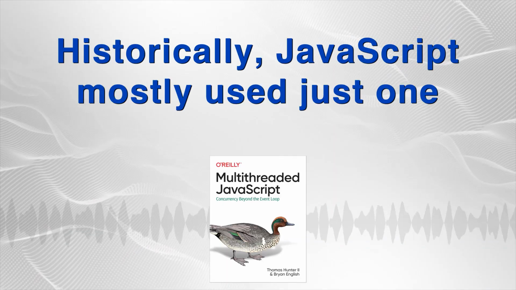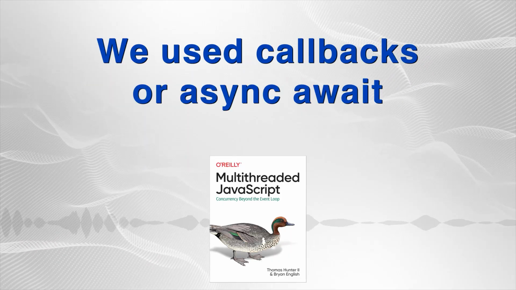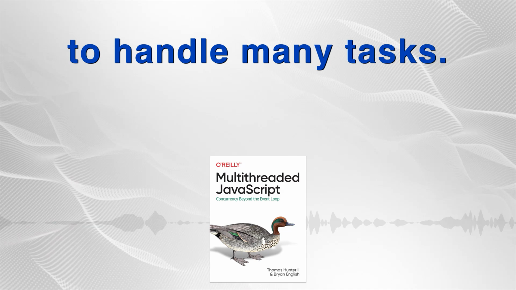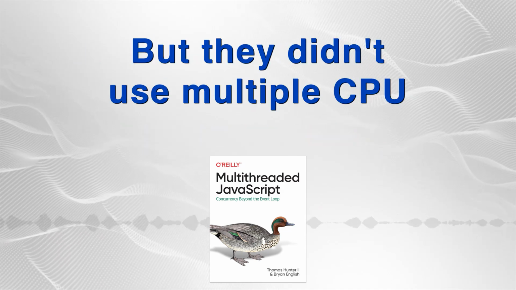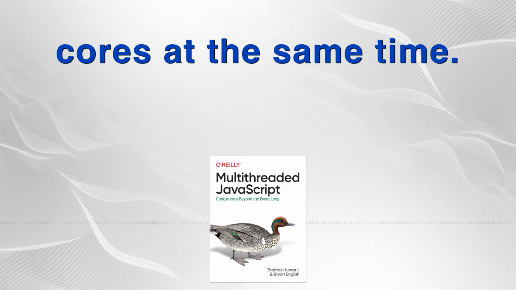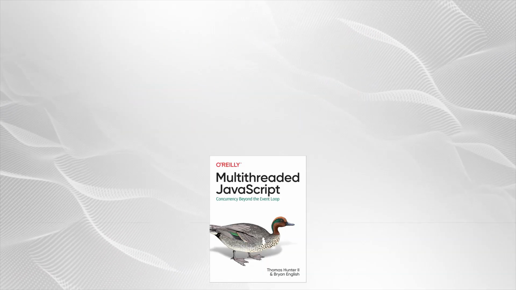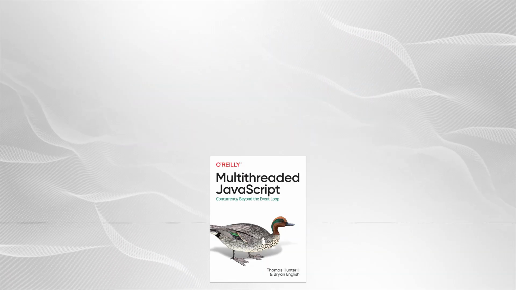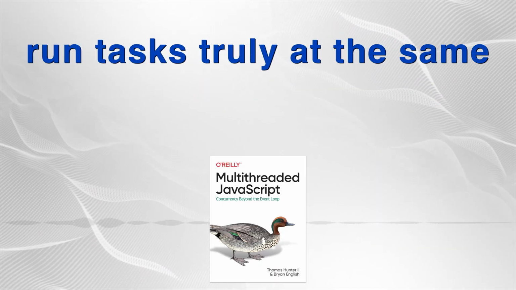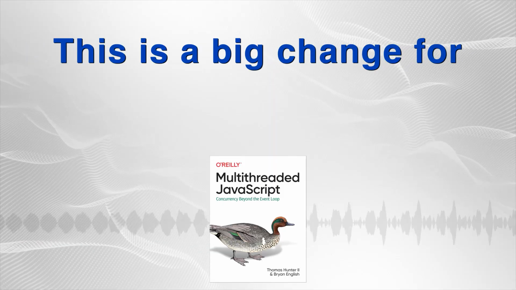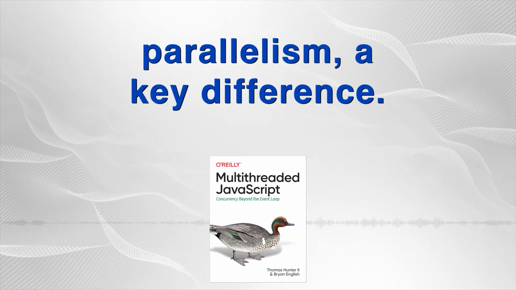Very careful. Historically, JavaScript mostly used just one thread. We used callbacks or async await to handle many tasks. These patterns made applications feel responsive, but they didn't use multiple CPU cores at the same time. Tasks ran one after the other. But now things are different. Modern JavaScript environments support threads. And if your computer has multiple CPU cores, these JavaScript threads can run tasks truly at the same time. This is a big change for performance, which leads to concurrency versus parallelism, a key difference.